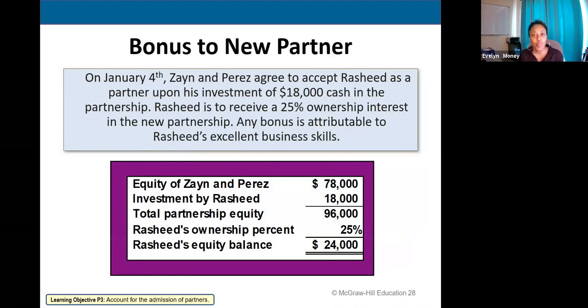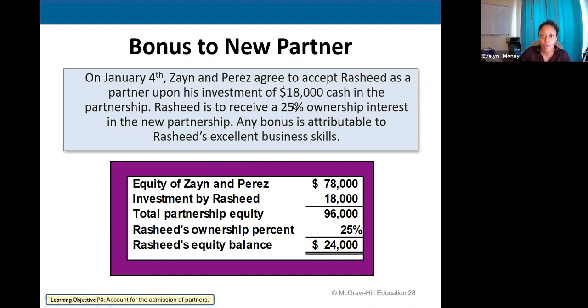What about, let's flip things around, what about when the bonus is paid to the new partner? Well, we still calculate Rashid's equity balance in the same way. Our journal entry is going to change because instead of crediting the old partners' capital accounts, now we're debiting their capital accounts, because they're giving a portion of their capital to the new partner. So we're still dealing with Zain and Perez. Rashid comes in, and Rashid only has to bring in $18,000 cash.